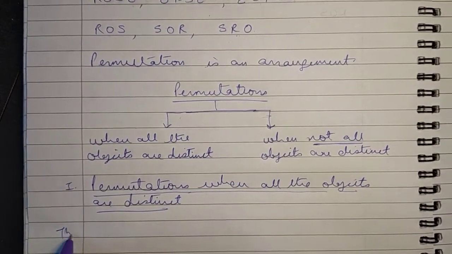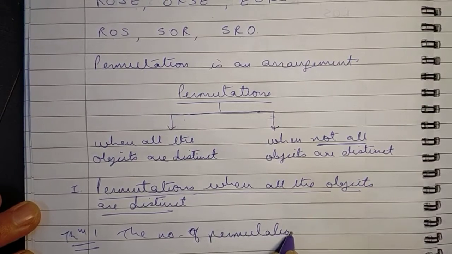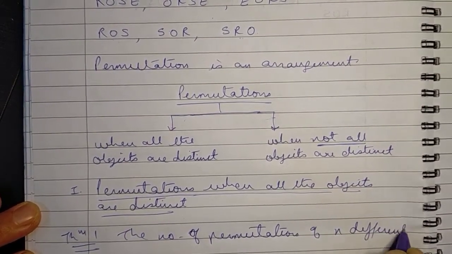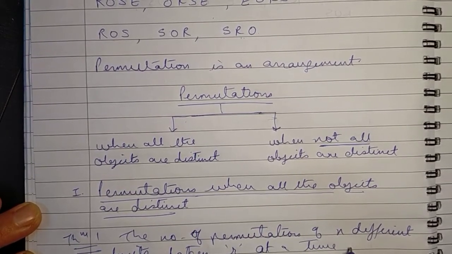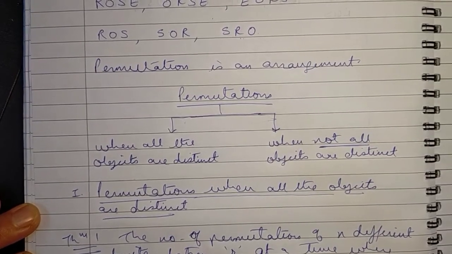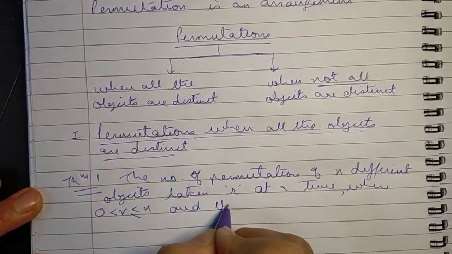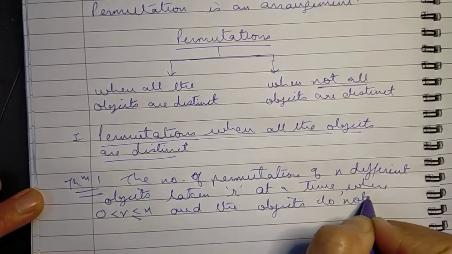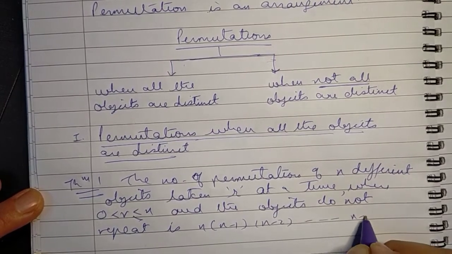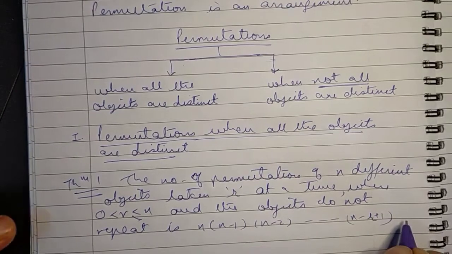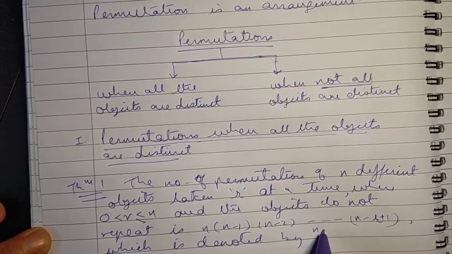Now we'll first take up theorem 1, which says that the number of permutations of n different objects taken r at a time, where r can lie between 0 and n, including n but excluding 0, and the objects do not repeat, is n, n minus 1, n minus 2 till n minus r plus 1, and it is denoted by nPr.